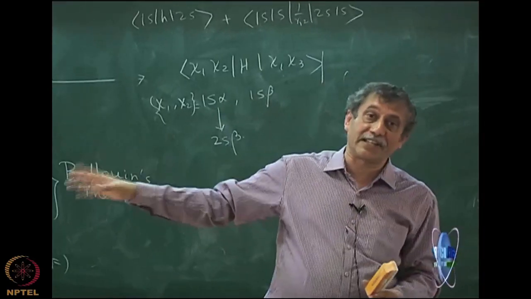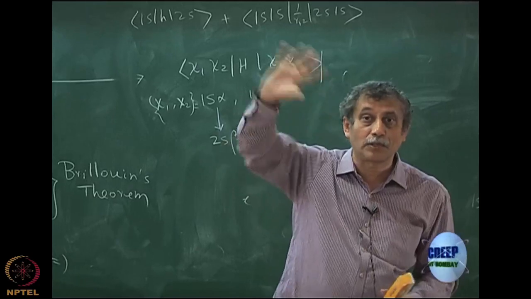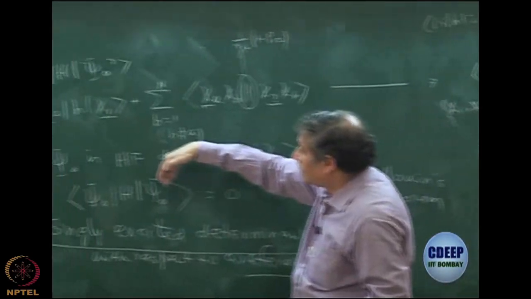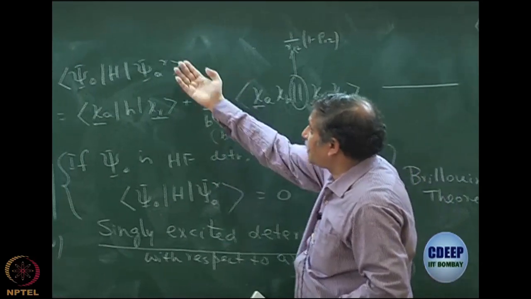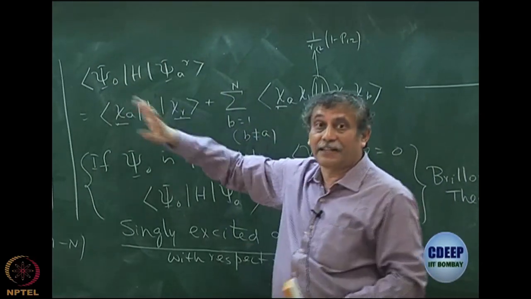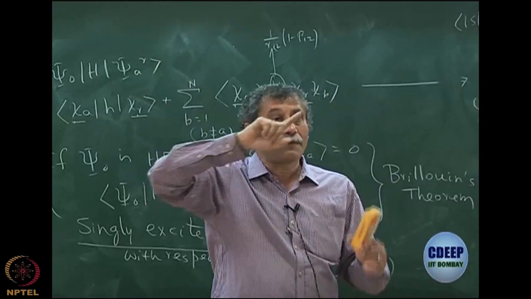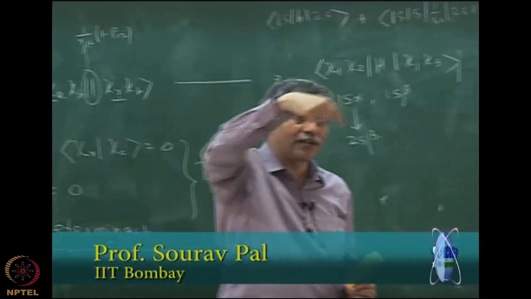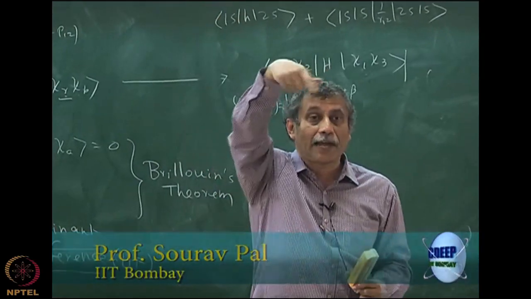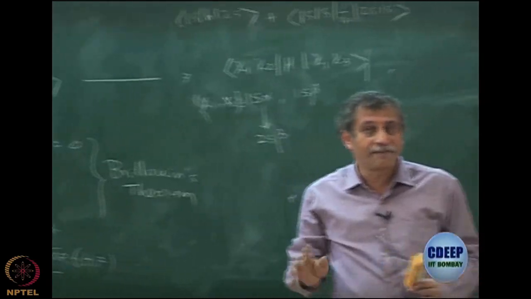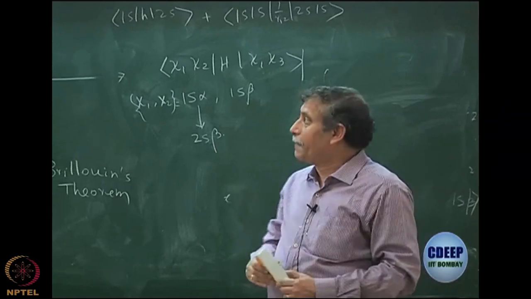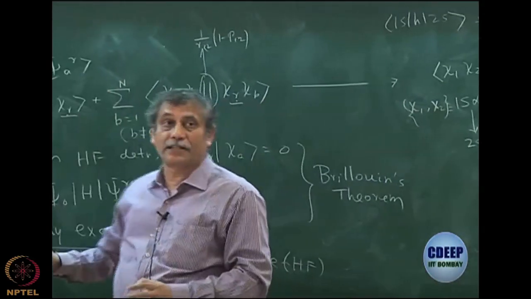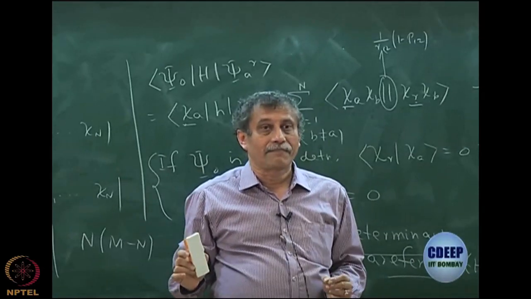But you will see that there is a role. It is not absolutely that there is no role. They have a role because their matrix element with a doubly excited determinant will not be 0. So they will shift in a higher order. They will not directly shift the ground state, but they will shift in a different way. So that we will discuss when it comes to CI. I don't want to worry about it now, but at this point I want to say that it is important to evaluate the off diagonal matrix elements.